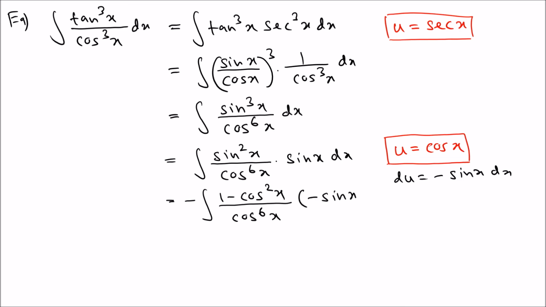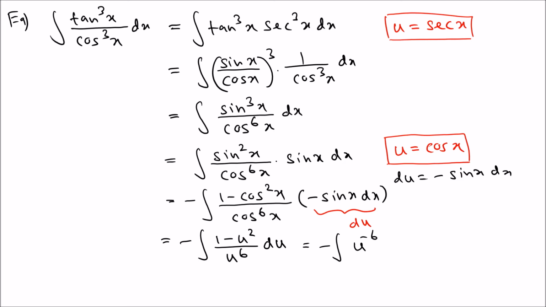So the negative signs cancel out, and then you can see this is simply the derivative du, so we don't touch that part. And for the other part, we can substitute u. So if you substitute u, this is simply 1 minus u squared over u to the 6 du. It's very clear, you substitute for u. Now you can divide by u to the 6. If you do that, you're going to get negative the integral of u to the negative 6, minus u to the negative 4.